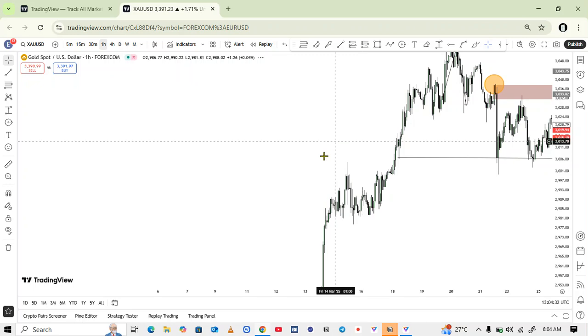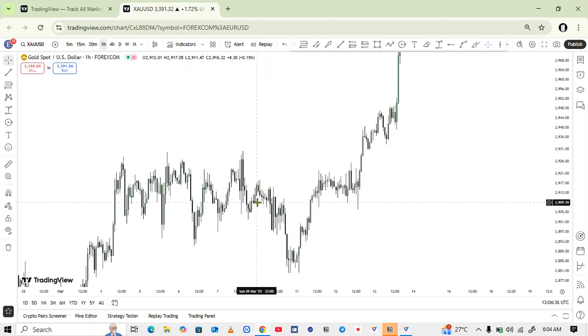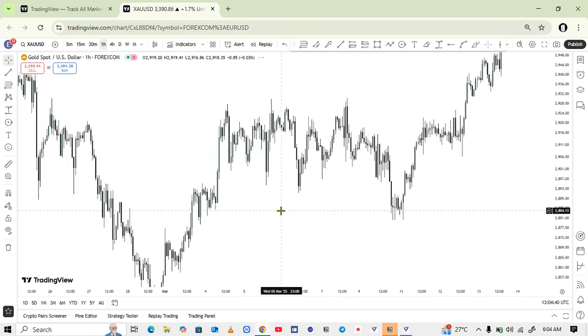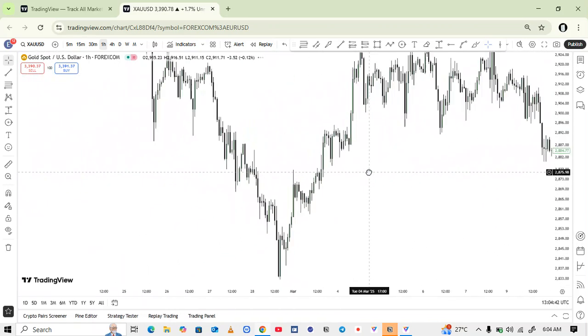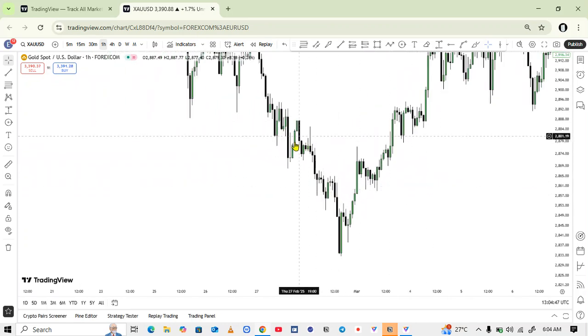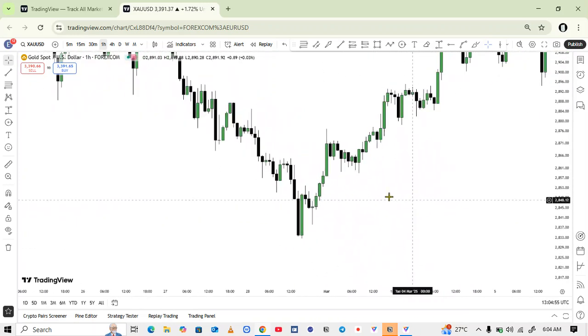So let's look for another example of a reclaimed order block. Okay, guys, this is another example of a reclaimed order block. You can see how price was pushing to the downside, giving us a lower high and a lower low, lower highs and lower lows. And this was the last order block that was violated.